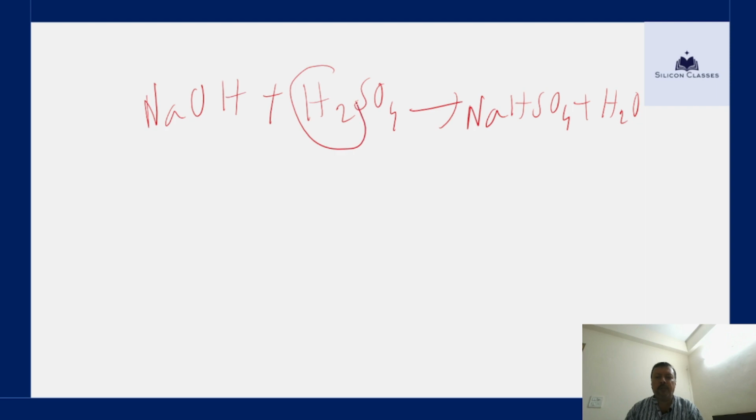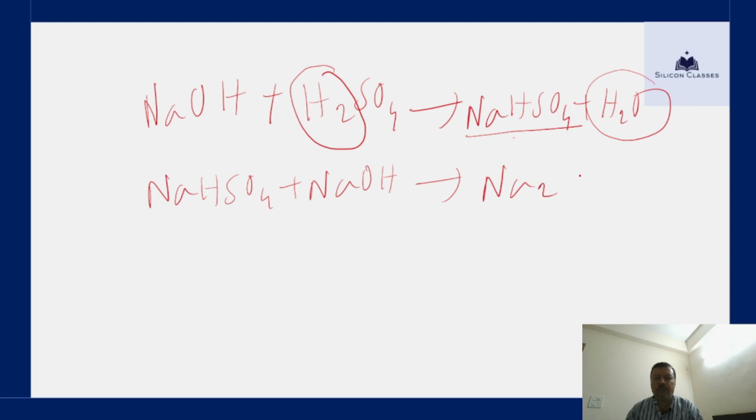Here in sulfuric acid there are two replaceable hydrogens. Here sodium hydroxide, that is hydroxide ion, replaces one of the hydrogen atoms and forms sodium bisulfate and water. This sodium bisulfate again reacts with sodium hydroxide to form sodium sulfate plus water. So the salt is formed.